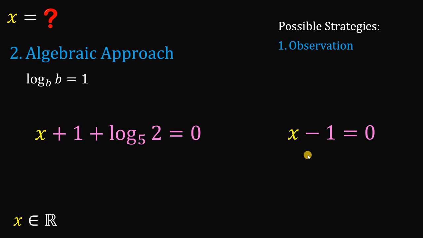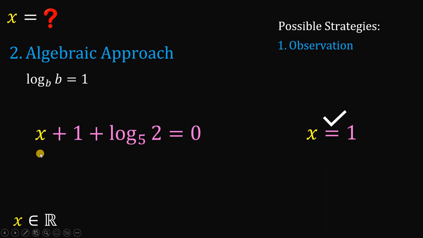And now, on the second case, x minus 1 equal to 0, if we add 1 on both sides, we get the value of x as 1. We get this result using observation method a while ago. So x equals 1, definitely an answer to our equation. But here's the other real value for x.